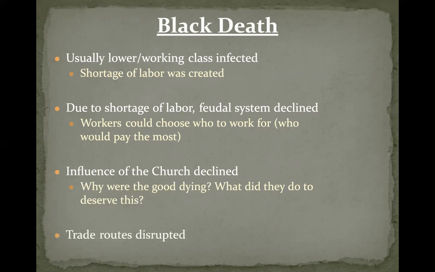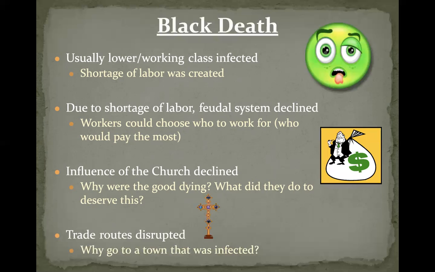So again, thinking about how this weakens the role of the church. And then trade routes were disrupted because why go to a town that was infected? And thinking about where all of this really started with these trade routes and these paths and rats jumping onto the caravans and the ships, things that were traveling to ports and traveling to other cities. So these port cities, especially coastal, really fell off because why would people want to go there? And why would people want to trade?